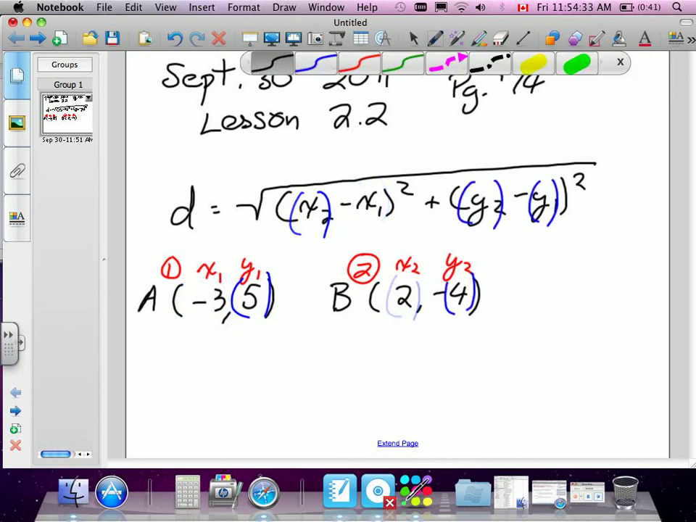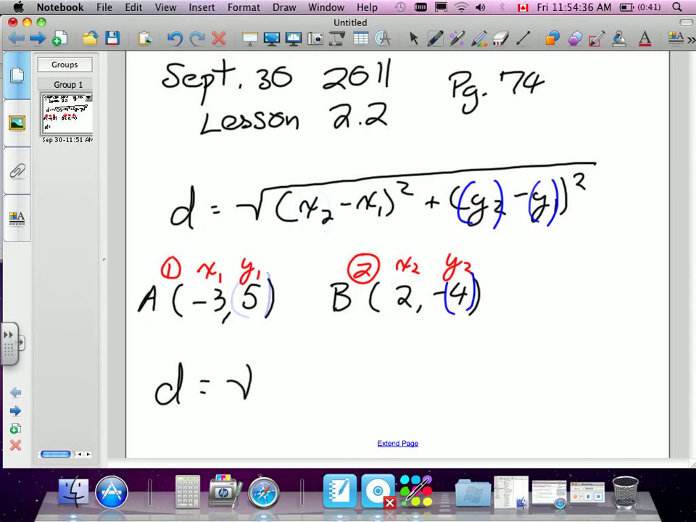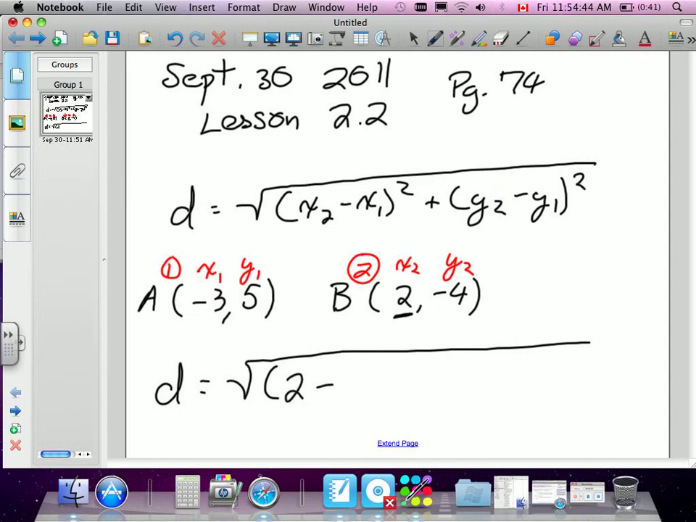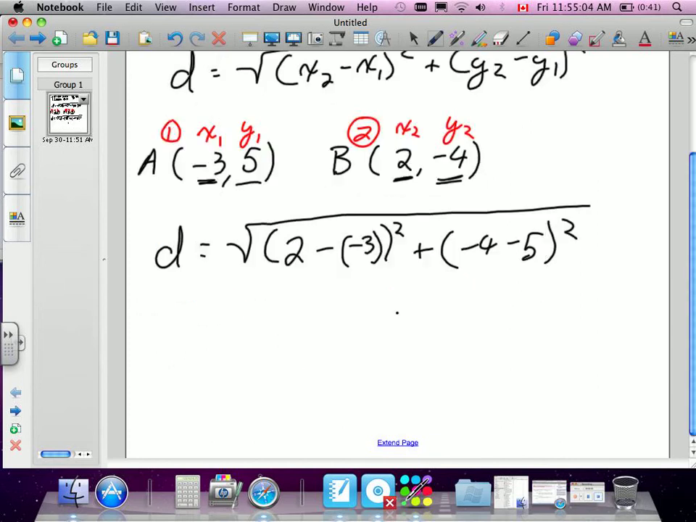So, the formula is the distance of a line segment is equal to the square root of x2, which is 2, subtracted by x1, which is -3, and that's squared, plus y2, which is -4, subtract y1, which is 5, squared. From there, our variable's on the outside, it's d, that's what we're trying to solve for. We just have to equate everything.